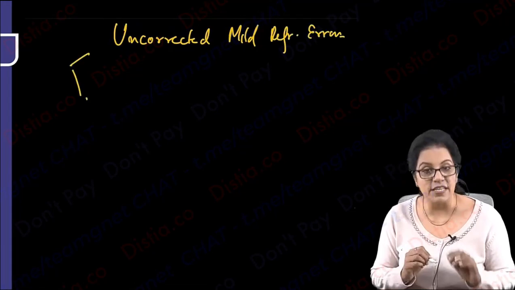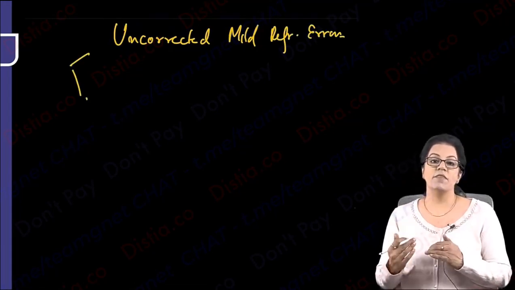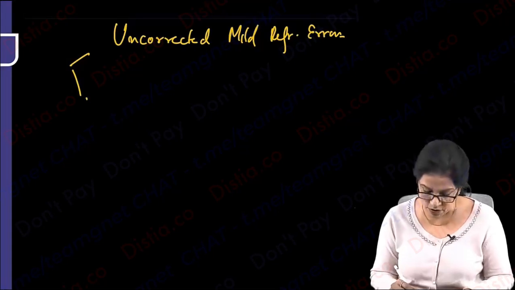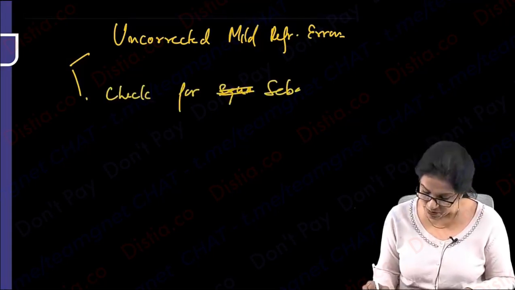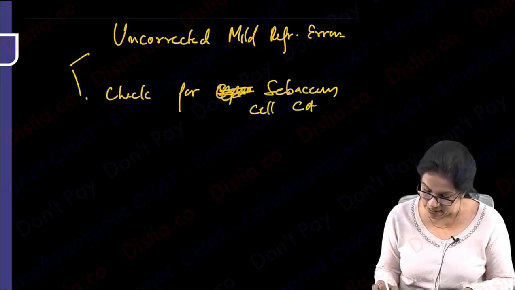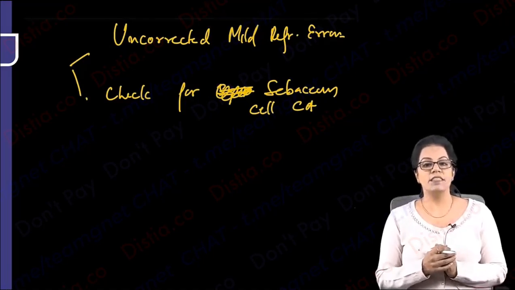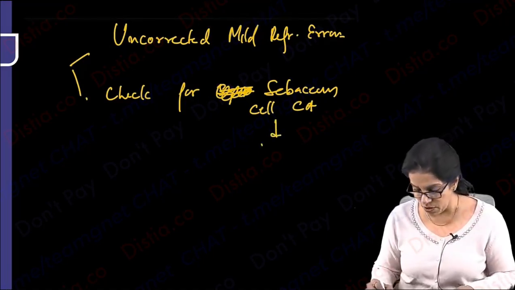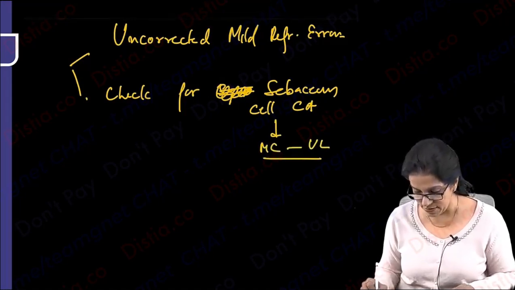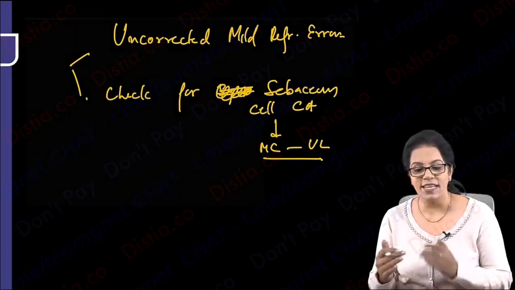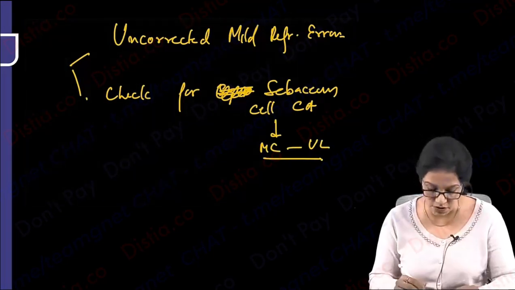If I have to think of any other cause, yes, then we have to also check for sebaceous cell carcinoma. Otherwise, next you have to check for sebaceous cell carcinoma. What did we learn? Sebaceous cell carcinoma, most common site is upper lid. So these are some simple information. So uncorrected mild refractive error should not be forgotten.